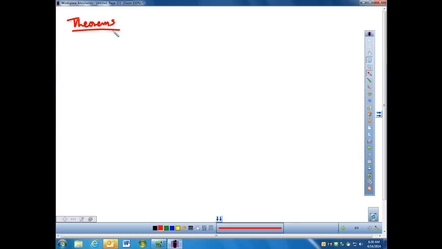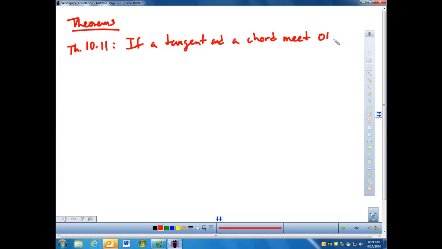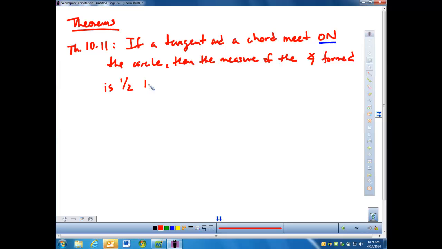Theorem 10.11 states, if a tangent and a chord meet on the circle, "on" is the important word or reminder here for you. Remember yesterday we talked about inscribed angles that are often found on the circle. So if a tangent and a chord meet on the circle, then the measure of the angle formed is 1/2 the measure of its intercepted arc. And remember, you can always pause this video, replay it, listen to it again if you need a little extra time with a particular idea.